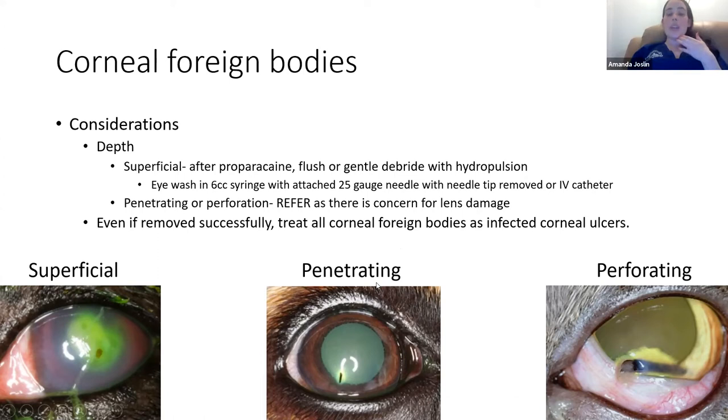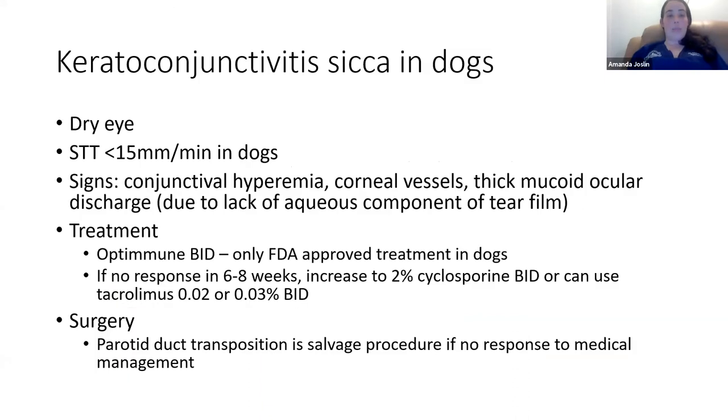And then you can have a penetrating or perforating foreign body. Those are more serious and more concerning to refer immediately. With a perforating corneal foreign body, you always get concerned that there's lens damage. Before, if there was any lens damage, we recommended immediately going to surgery to do cataract surgery and restore the cornea. Now they're saying if it's less than 3 millimeters, it's okay to see if you can save the eye without doing cataract surgery, just based on how it'll progress. But no matter if it's superficial, penetrating, or perforating, any corneal foreign body to me is treated as if you were dealing with an infected ulcer.